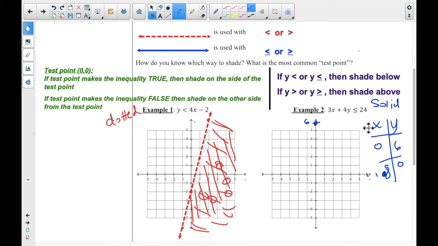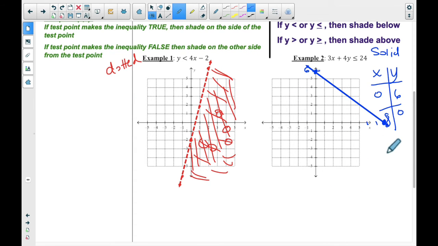You need a straight edge. Okay, so here's my line, but I need to figure out where to shade. In order to shade it, I'm going to choose a test point. In this case, I am going to choose 0, 0 because the line's not going through it, so I can use it. So I'm going to test this point, 0, 0.